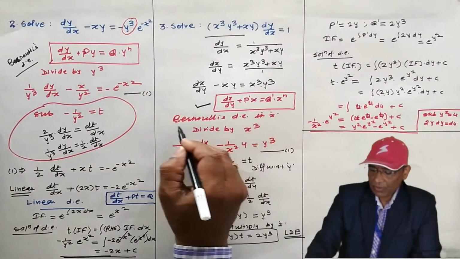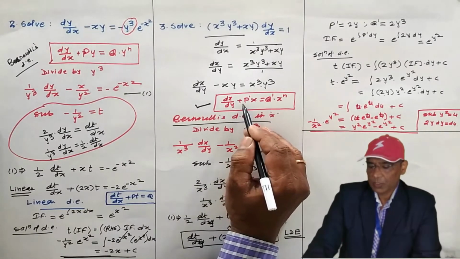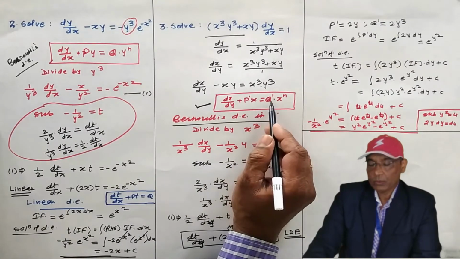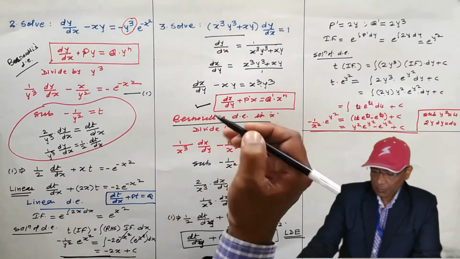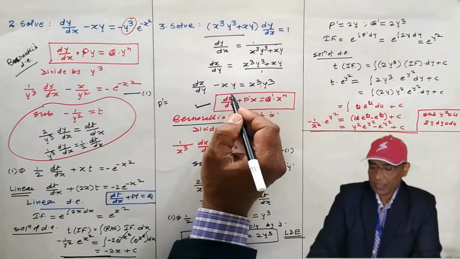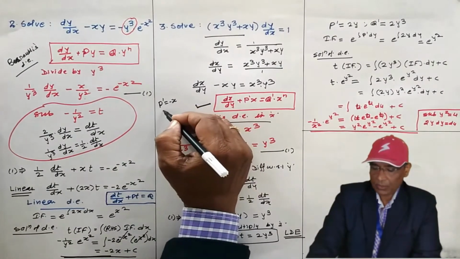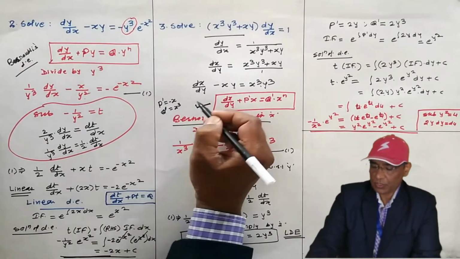This is Bernoulli's differential equation in x of the type dx by dy plus p dash x equal to q dash into x to the power n. But p dash and q dash must be functions of y or constant. This is very important. Now what is p dash here? P dash is minus x and q dash is equal to x cube. P dash and q dash will be functions of y.